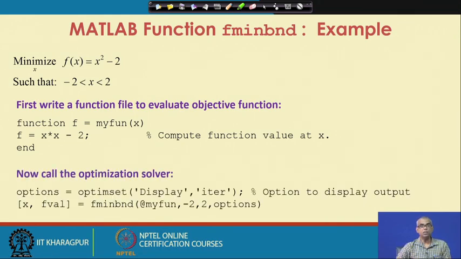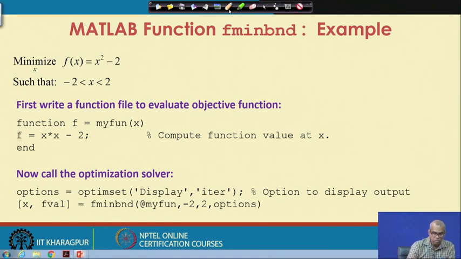Now, we are ready to call the fminbnd optimization solver for minimization. So, you can define options equal to optimset display iter. So, it will display the output at each iteration and then use the syntax to call fminbnd. So, the output will be x and fval, that means the solution as well as the function value at this solution.